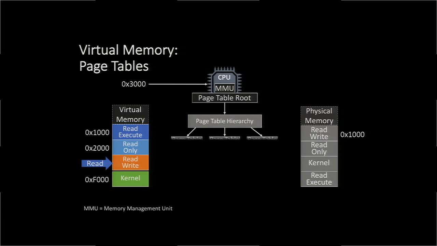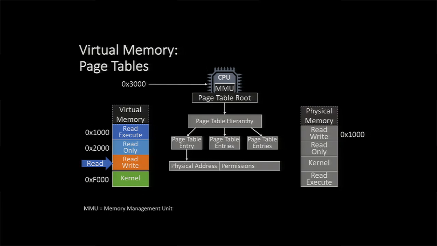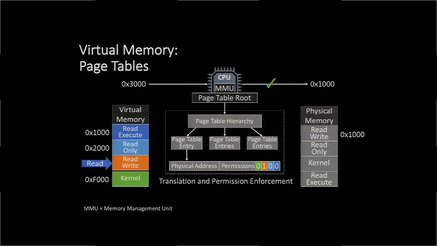What the MMU does is first look up a pointer to the so-called page table hierarchy, and then use the virtual address to traverse this page table hierarchy to a page table entry, which contains the translation information, so the physical address, but also some permission bits. As you can see in this case, the permission for accessing read-write is set to 1, so true. So the access is granted and the address is translated to the physical address. To summarize, the page tables are super important, not only for the translation, but also for the permission enforcement, so how virtual memory can be accessed.